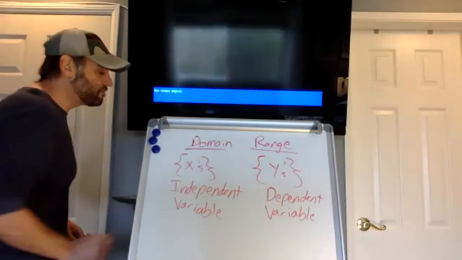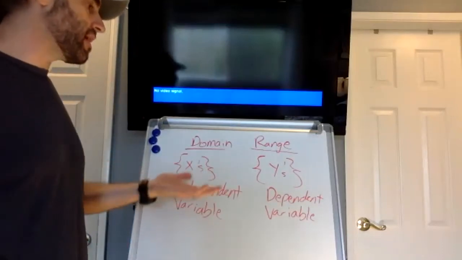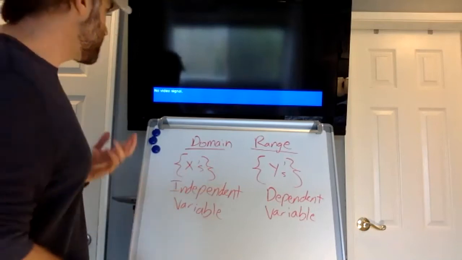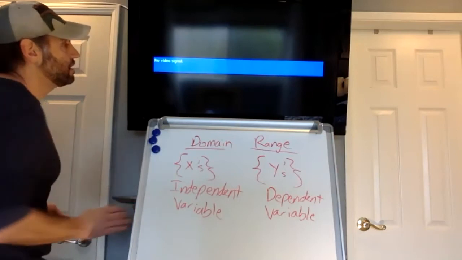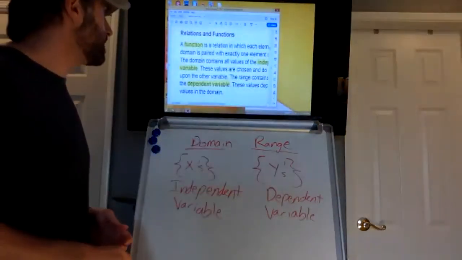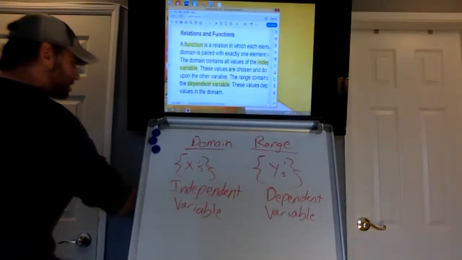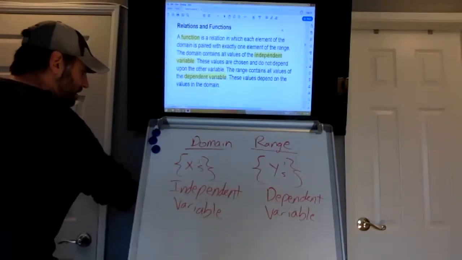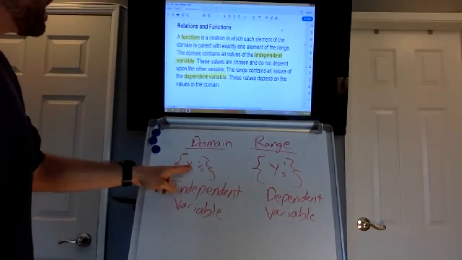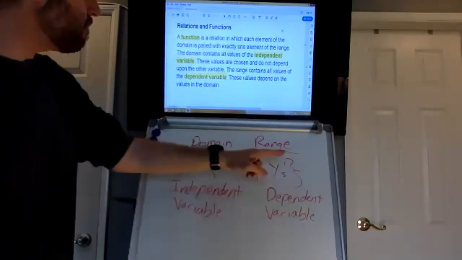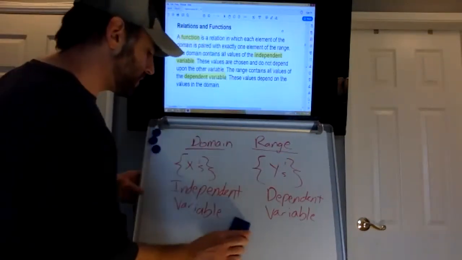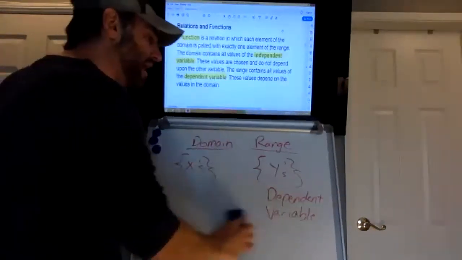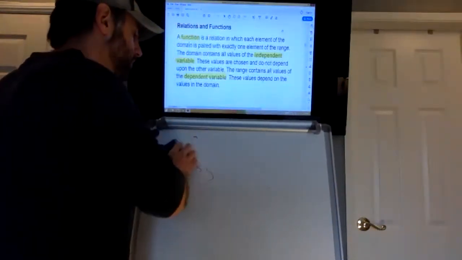All right, so here we go. Now we know what a relation is. We can talk about a function. A function. Let's go ahead and read that. A function is a relation in which each element of the domain is paired with exactly one element of the range. Okay, so if I plug in an X here, I'm gonna help you here.